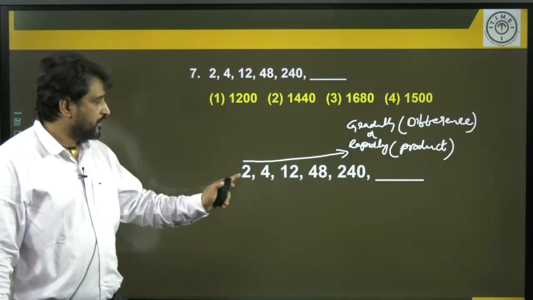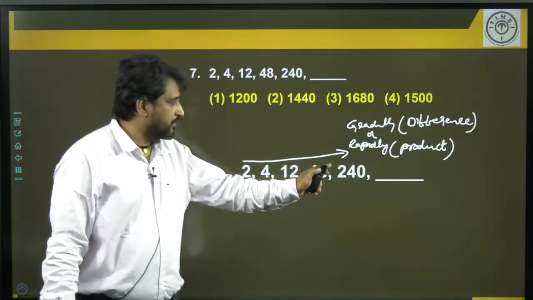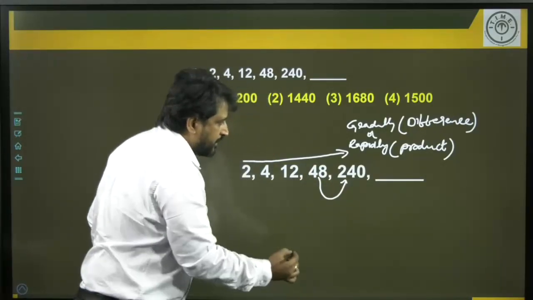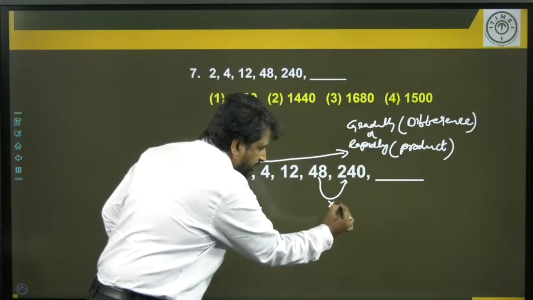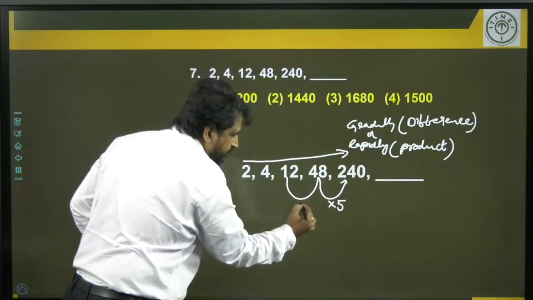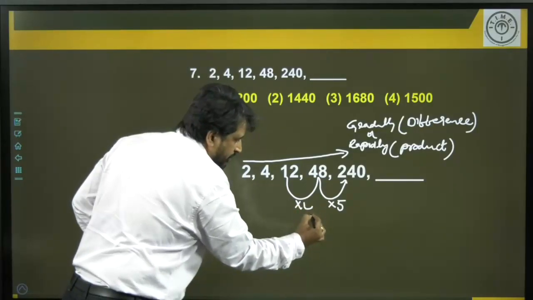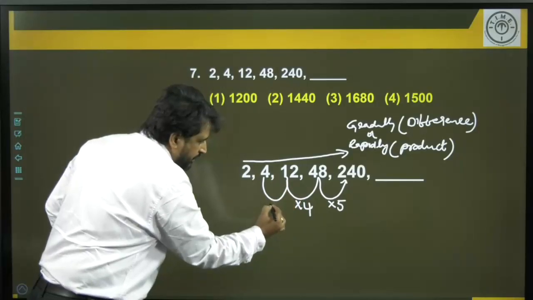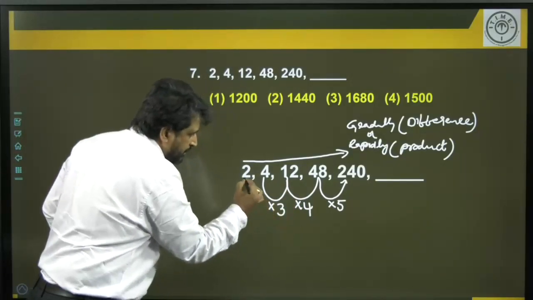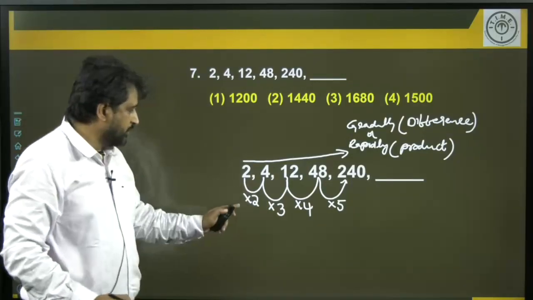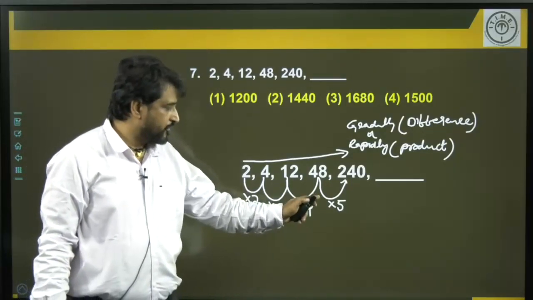Now look once: 2, 4, 12, 48, 240. 48 goes exactly how many times in 240? 5 times. 48 5s are 240. 12 and 48, how many times is it? 4 times. 12 4s are 48. 4 and 12, 4 3s are 12. 2 and 4, 2 2s are 4. So into 2, into 3, into 4, into 5.